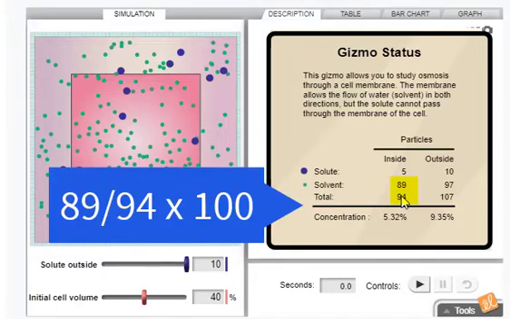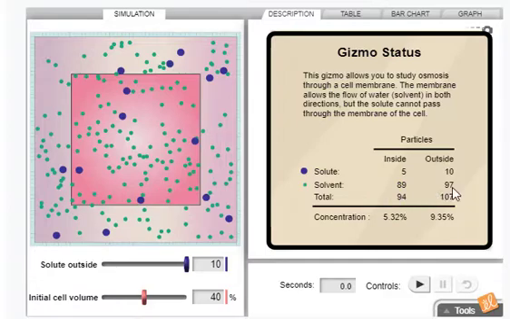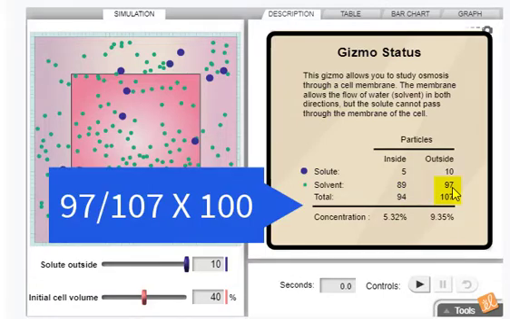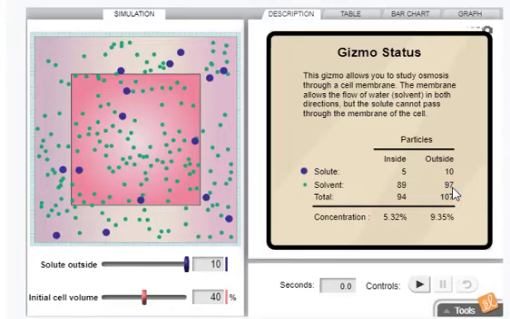So we're going to look at first inside the cell, what's the solvent concentration? So I'm going to do 89 divided by 94 times 100. Then I'm going to do the solvent concentration outside the cell, 97 divided by 107 times 100. And based on these calculations, for C, you're going to say which one of these is higher, inside the cell or outside the cell.